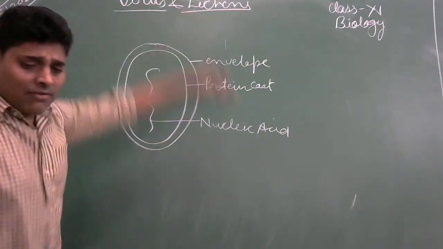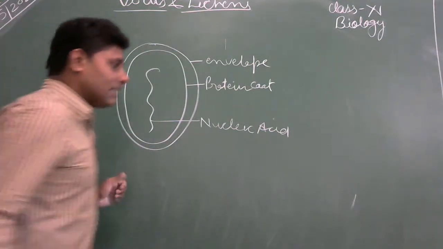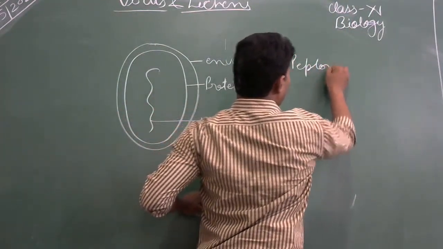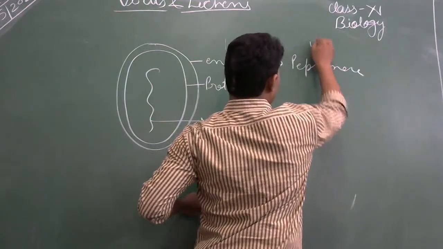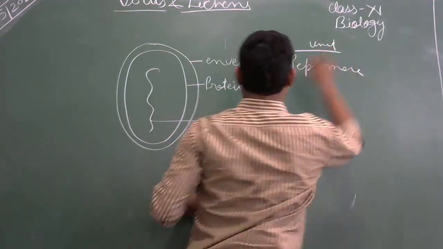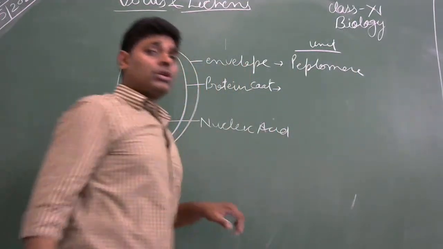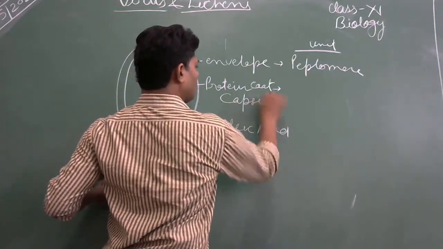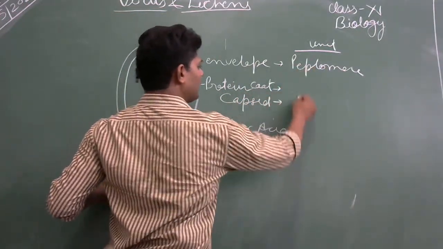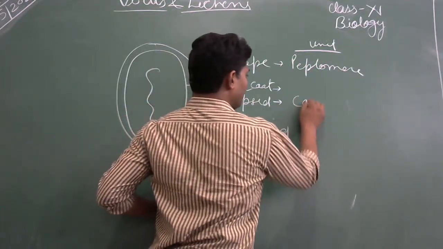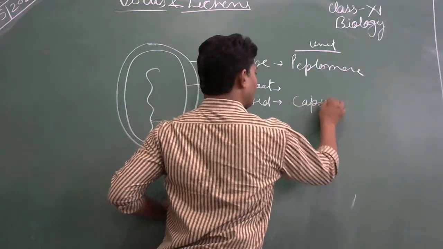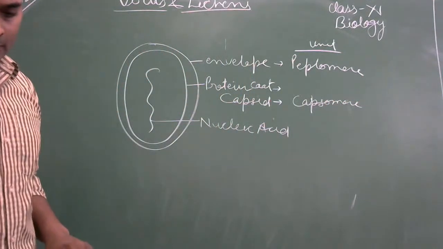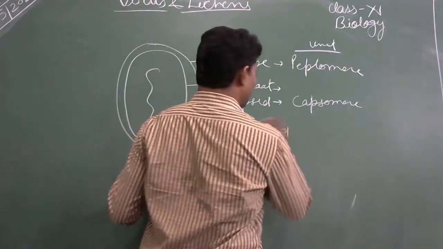What is the envelope? The envelope is made up of some proteins, and its unit is known as a peplomere. The protein coat is termed the capsid, and its unit is termed the capsomere, right? That is the capsomere, and then the nucleic acid.